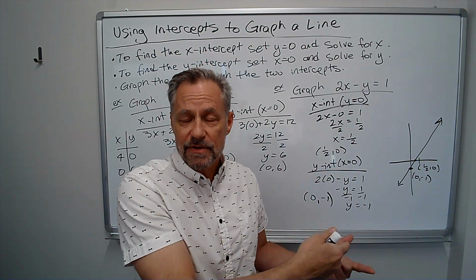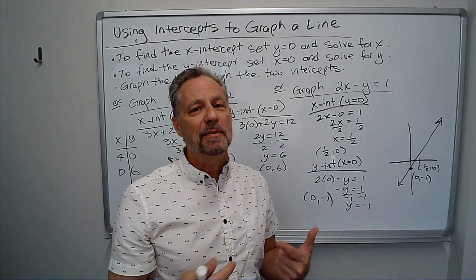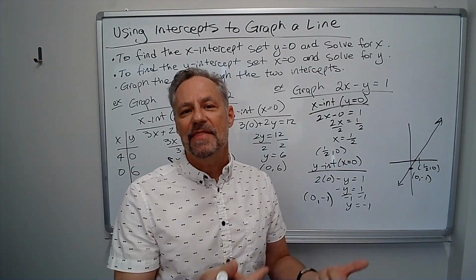So remember, for the x-intercept, we set y equal to 0. That gives us an x value. And to get the y-intercept, I just set x equals 0, and then I'll get a y value.